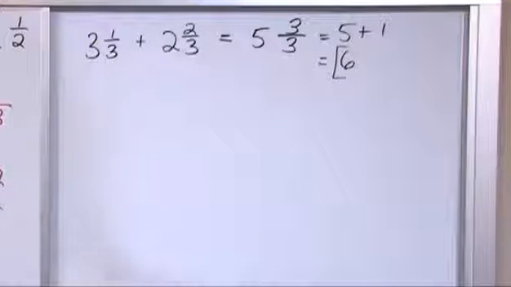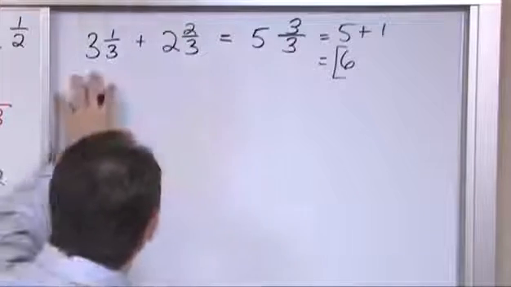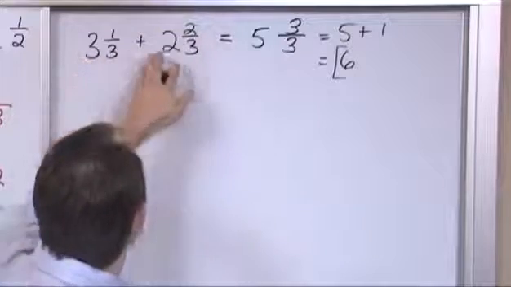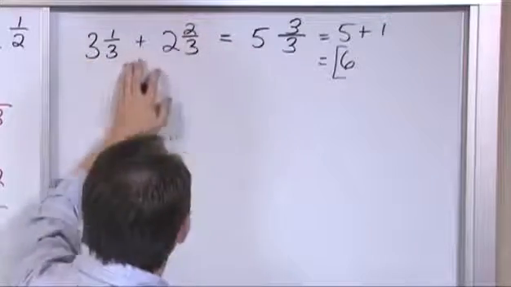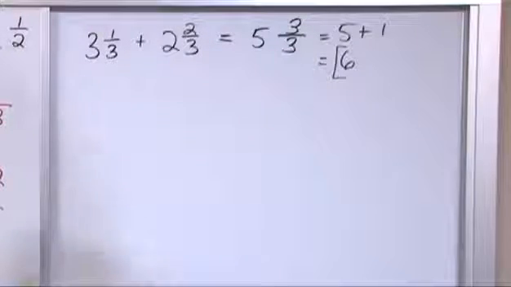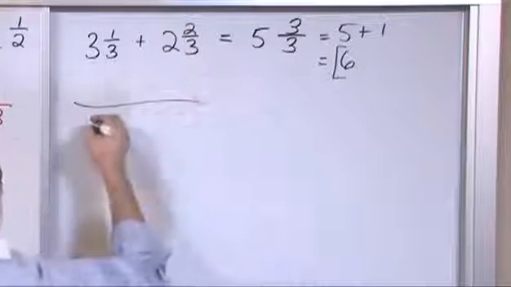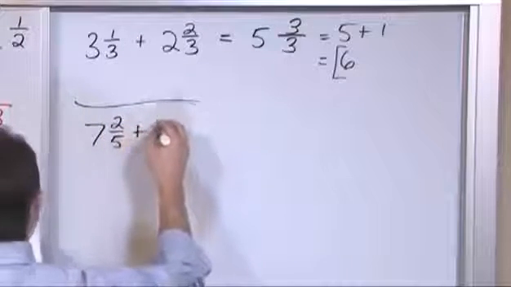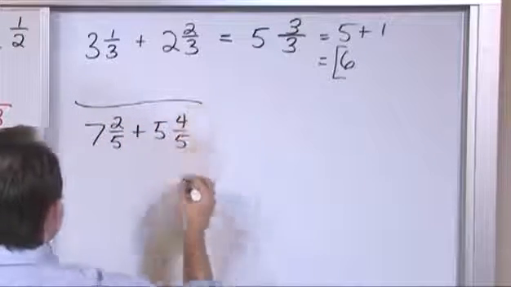And again, there's actually another way to do these problems. I'm going to show you what that is here in a minute. But if you're just adding fractions together and they're both positive, a lot of times it's just easier. Add the whole numbers together, get this, add the fractions together to get your fraction, and then you have an answer there. So what if you had, along those lines, 7 2/5 plus 5 4/5?